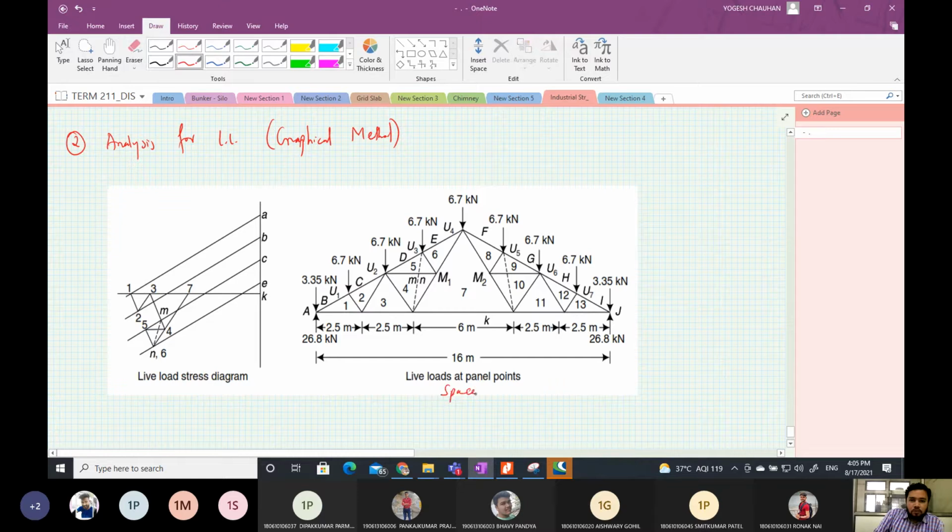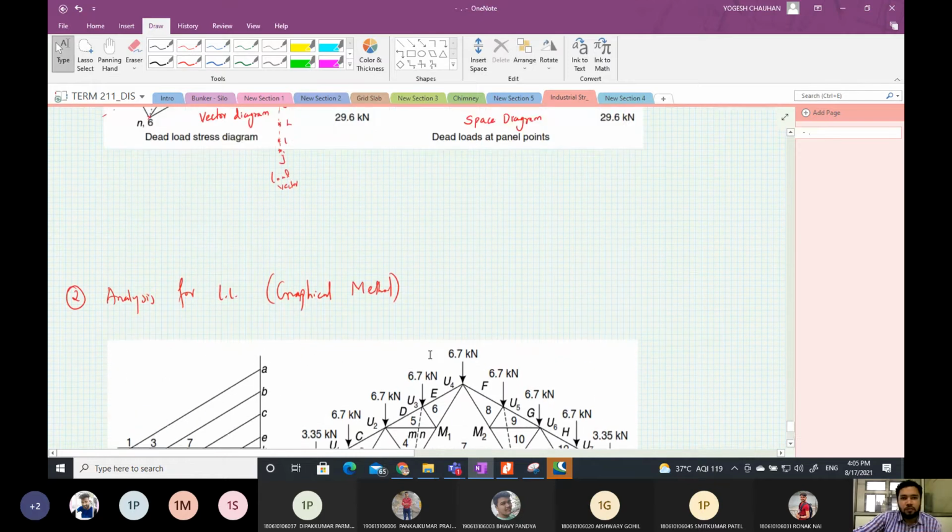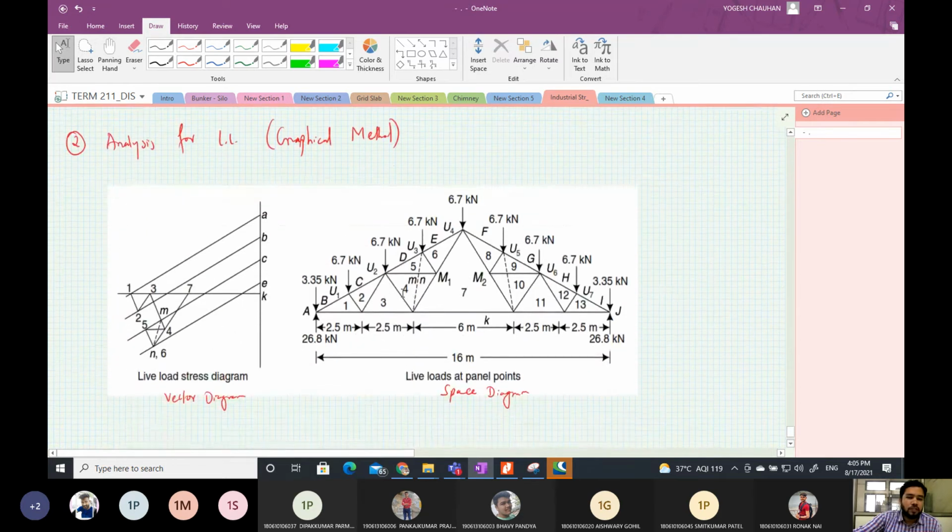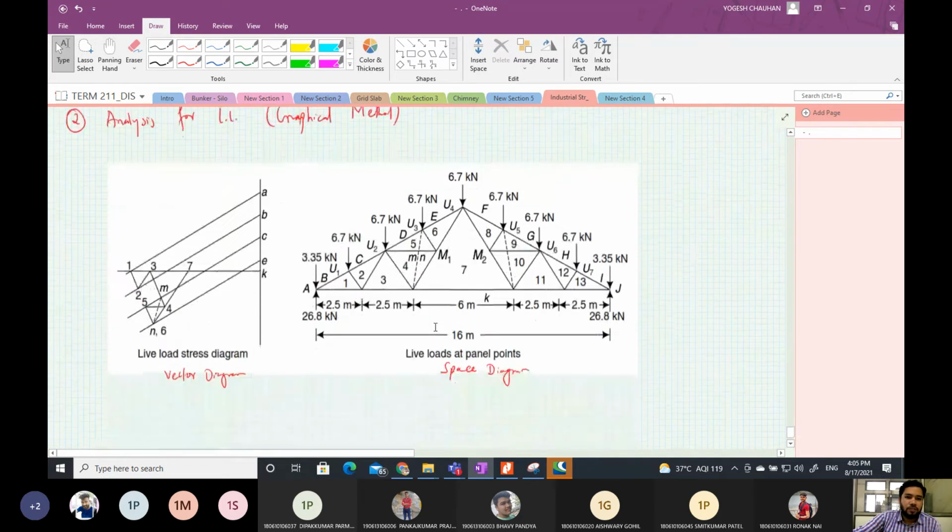So instead of drawing two separate space diagrams and vector diagrams, you prepare a space diagram and vector diagram for unit load, and then multiply it with the value of the dead load or live load. That will be easy, because drawing graphs for both of these two cases will be time consuming.